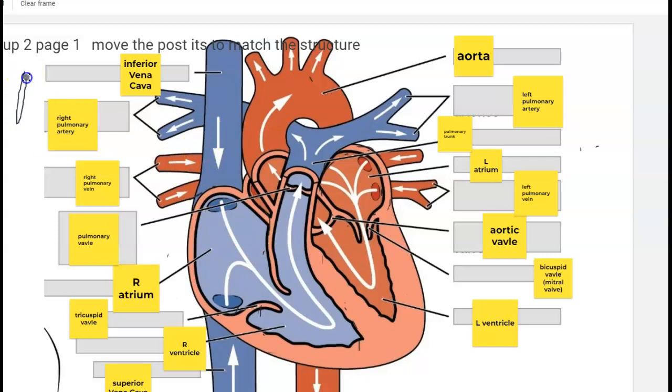This is the right side. This is the left side. The right side is blue because it's deoxygenated. It's collecting blood from the body, and then it will send it to the lungs. Then it will come back from the lungs oxygenated, so then it will be red.